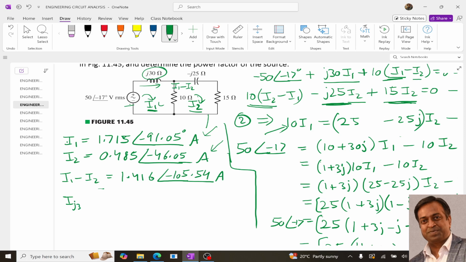So Ij30. The current Ij30 is I1, so it is 1.715, angle minus 91.05 degree amperes.